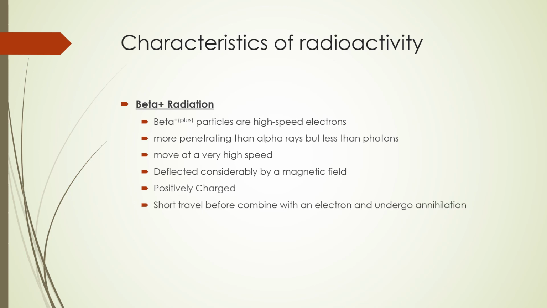For atoms that are proton-rich, they can decay by emitting a beta-plus particle. Beta-plus particles are high-speed electrons. They are more penetrating than alpha particles but less than photons. Beta-plus particles can be deflected strongly by a magnetic field. They have the same magnitude of charge as electrons but are positive rather than negatively charged. They travel a short distance from their origin before combining with an electron in an annihilation interaction.